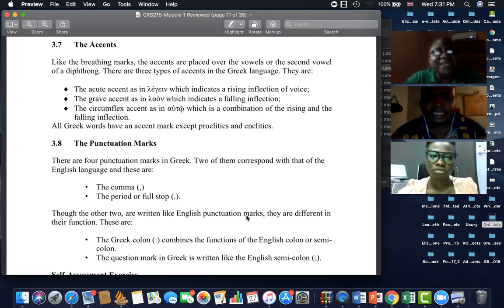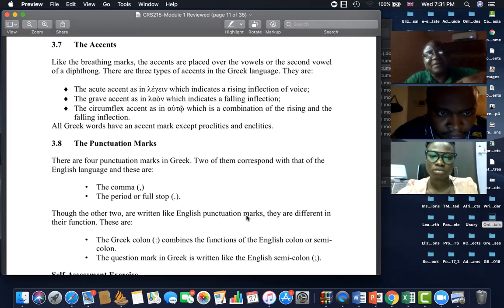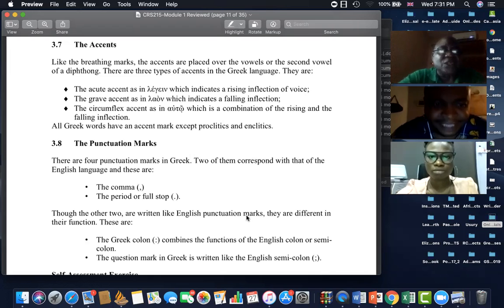The second one is the grave accent. The grave accent looks like a falling mark. The example here is laon, and the grave accent is on omicron.